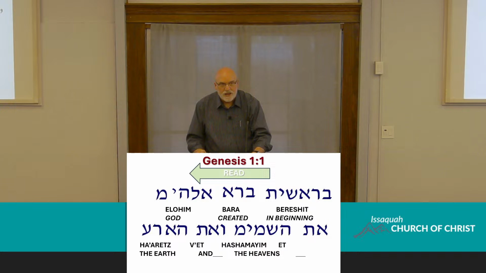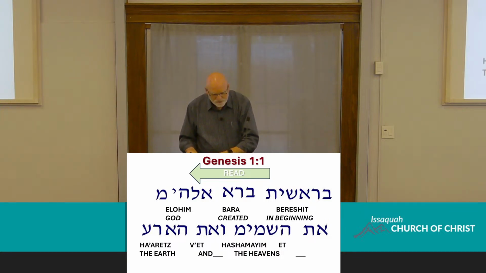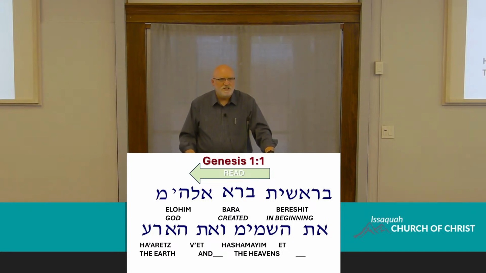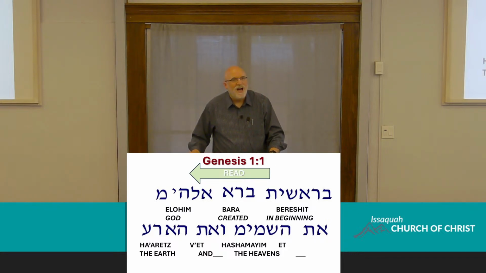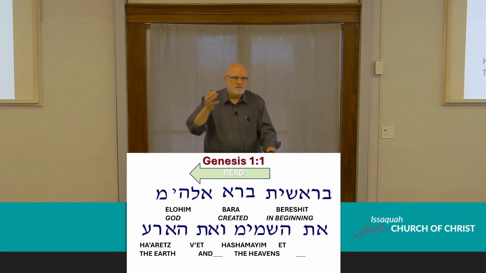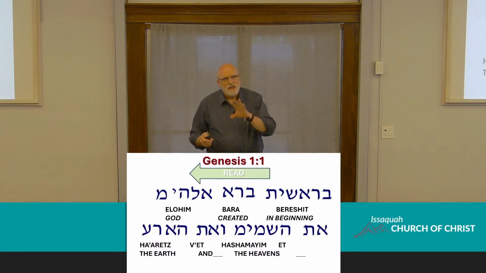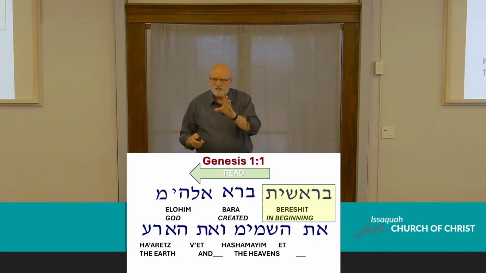And so we're going to look at the first three words of Genesis 1, which, if I'm reading it right to left, it's Bereshit bara Elohim et hashamayim ve'et ha'aretz, which is, in the beginning created God the heavens and the earth. And so if I'm looking at, and we're going to start with Bereshit.